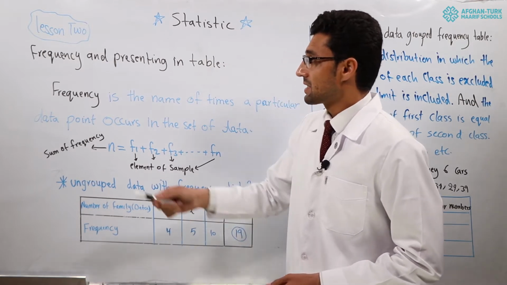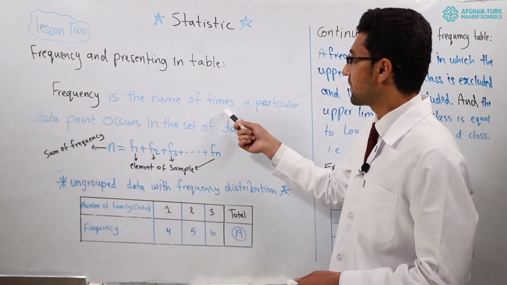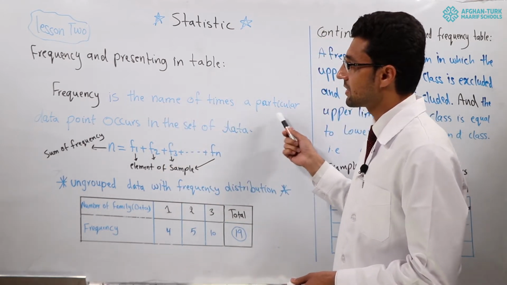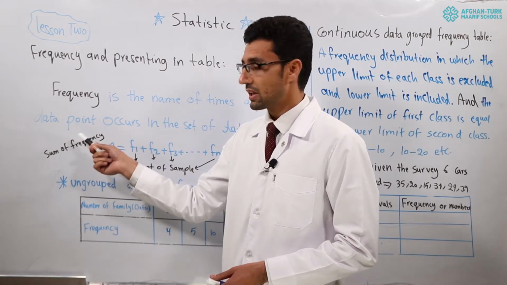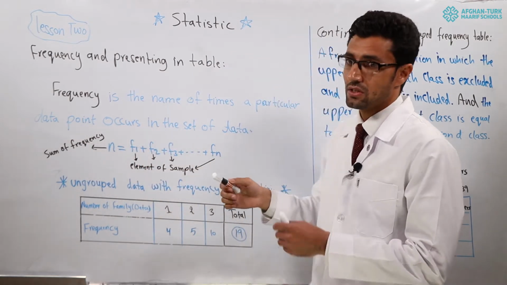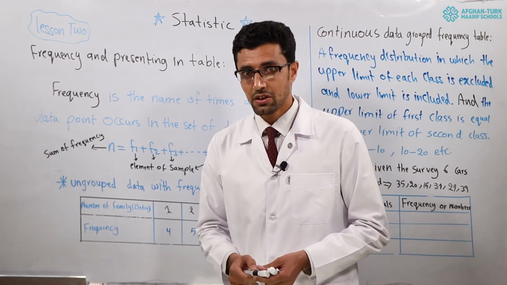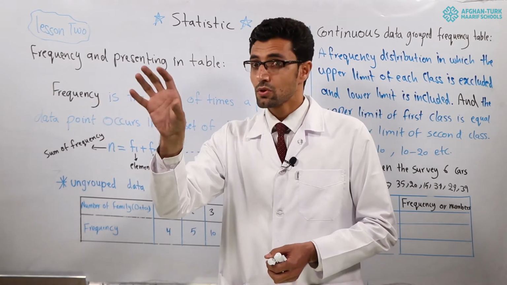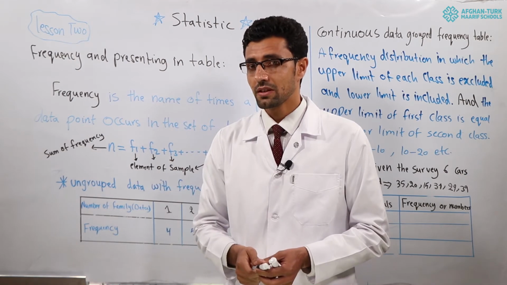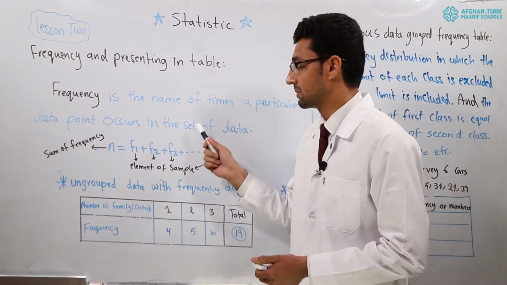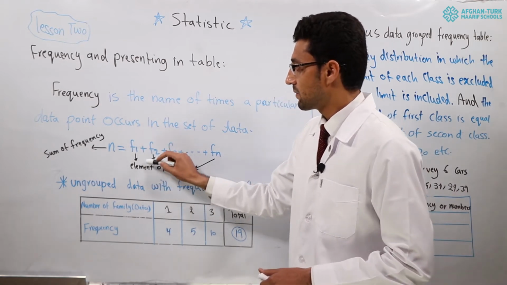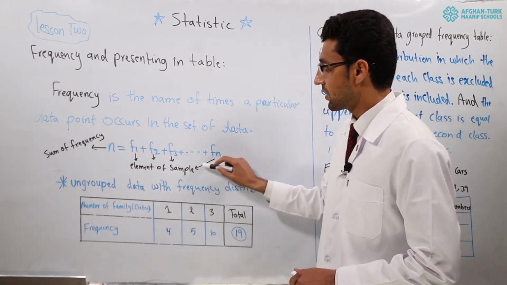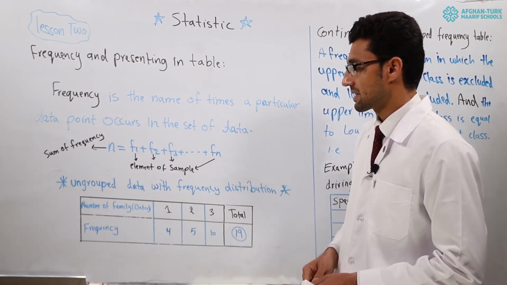Now, at first, the definition of frequency. Frequency is the number of times a particular data point occurs in the set of data. At first, you have data and then the number of times. For example, 4 is repeated 5 times, so that 5 is the frequency of the data. Or we can say n is equal to f1 plus f2 plus f3. So what is n? Sum of frequency. And what are f1s? These are elements of the sample.